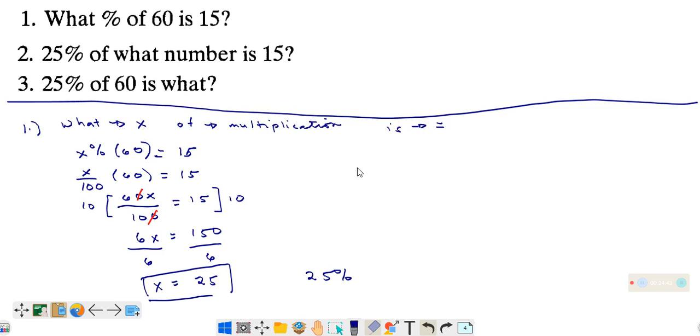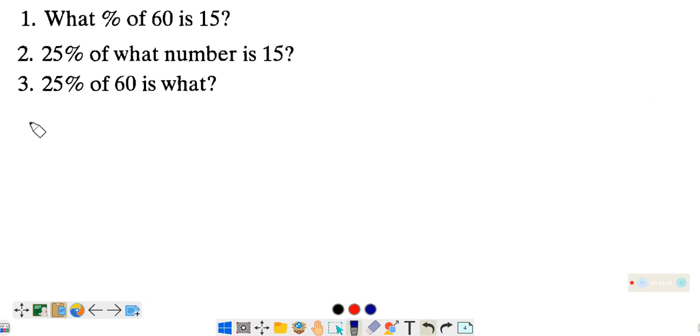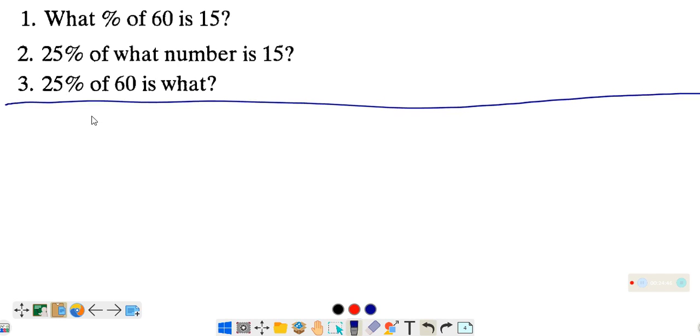Now, let's go to the second problem. You can always go back to this page. This time, I'm going to delete it. Replay nyo na lang. Okay? Number 2 na tayo. Number 2. 25% of what number is 15?